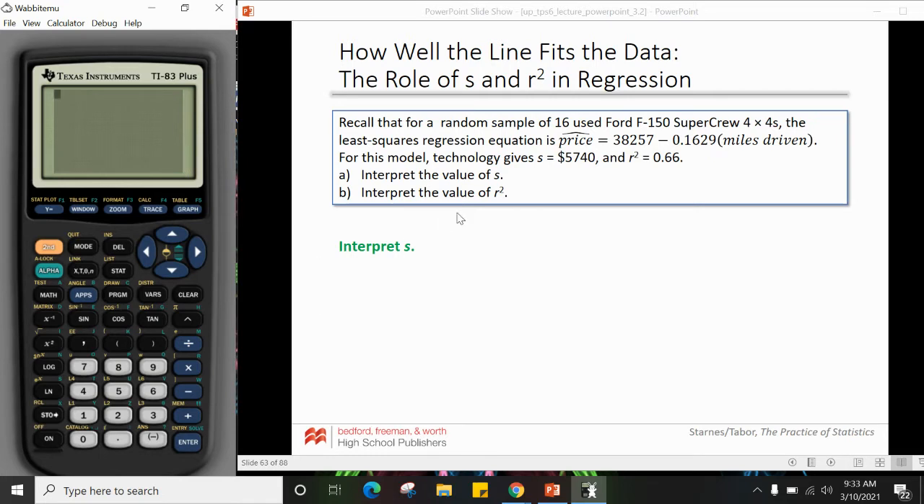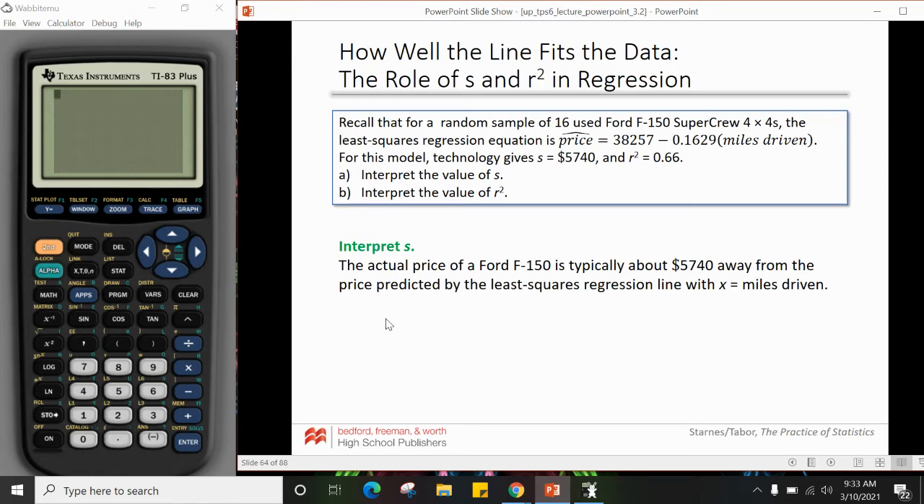regression line. So let's just interpret our S and our R squared for right now. So to interpret S, remember S is the standard deviation of the residuals. So the actual price of a Ford F-150 is typically about $5,740 away from the price predicted by the least squared regression line with X equals miles driven. So the S is how much a typical data varies, and especially it's the residual, so it's how much the predicted value varies from the actual value.